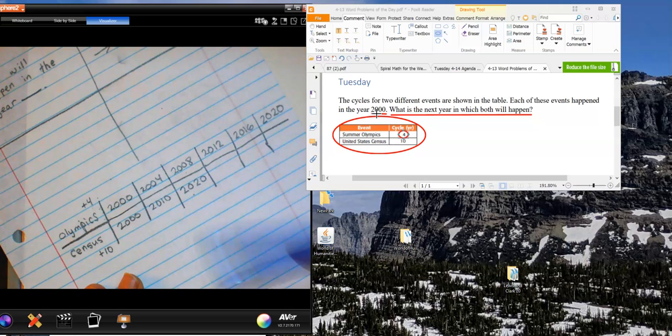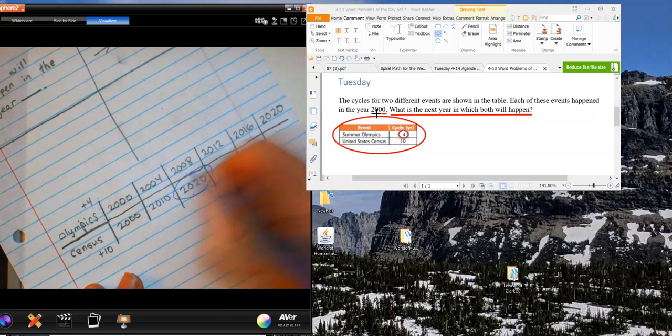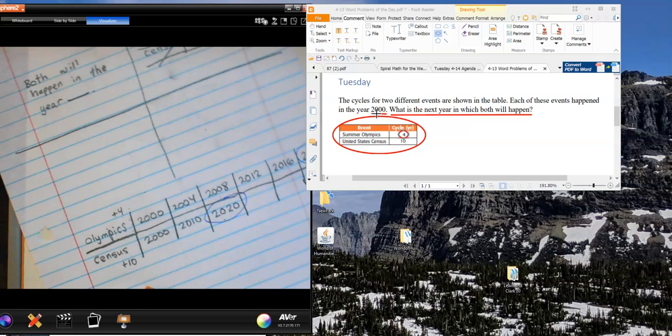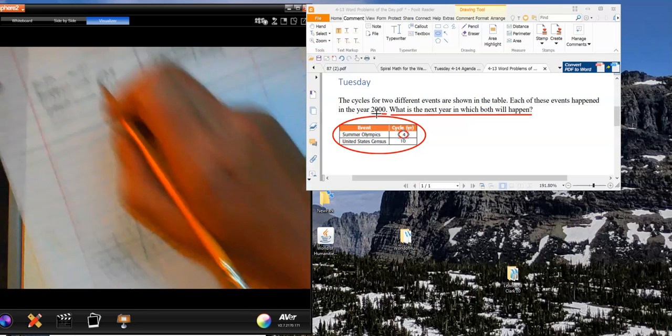is when both the census and the Olympics take place at the same time. So now I know that both will happen in the year 2020.